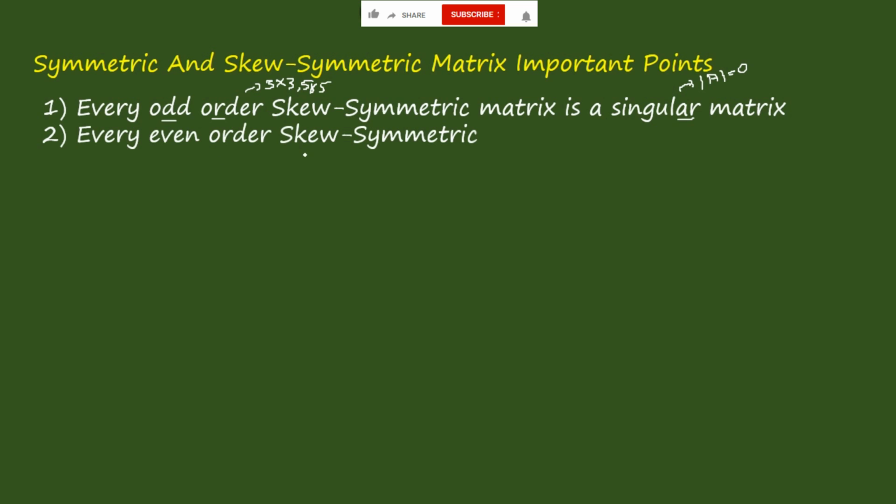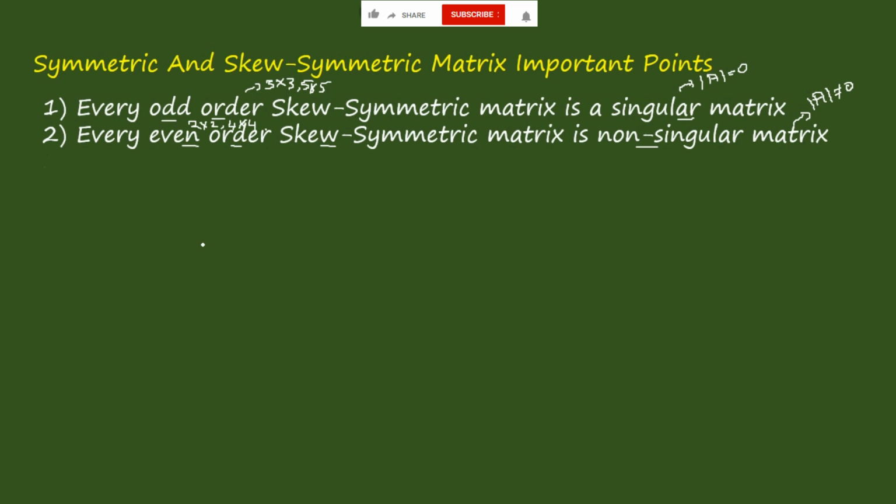Every even order skew symmetric matrix is a non-singular matrix. What is a non-singular matrix? It is when the determinant of a matrix A is not equal to 0. In the case of an even order skew symmetric matrix, we will be getting like a 2 cross 2 matrix or 4 cross 4 matrix, and so on.